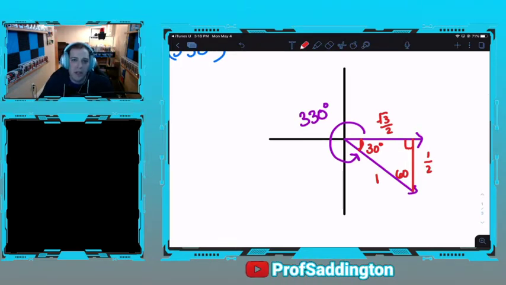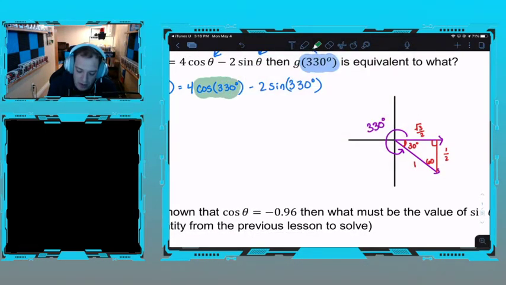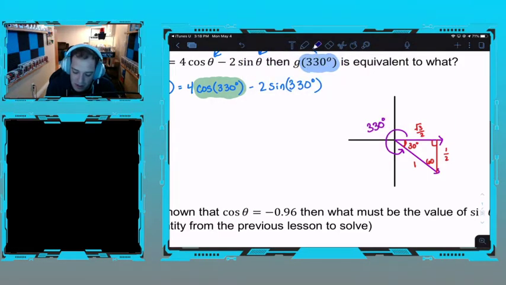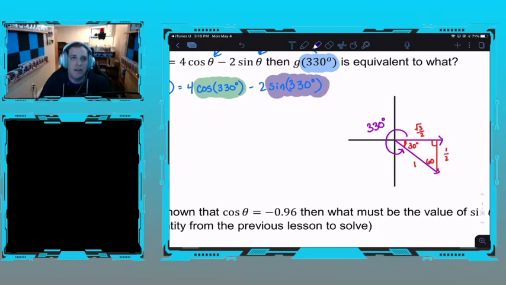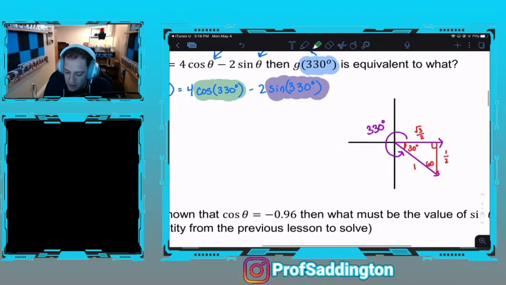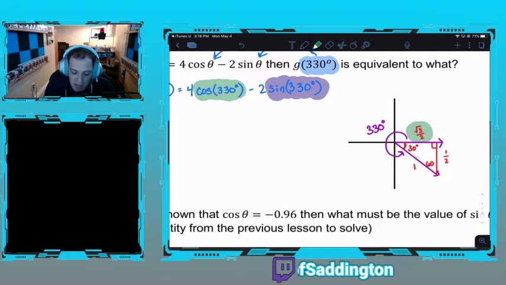So we are being asked to find 2 things this time. It tells us that we need to find the cosine of 330, and it's asking us to find the sine of 330. So this is where you have to know your variables. Cosine is represented by the x value, so we just have to find the x value in our graph. The x value is that radical 3 over 2. The sine of 330 is represented by the y value, which is the vertical line, that 1/2.